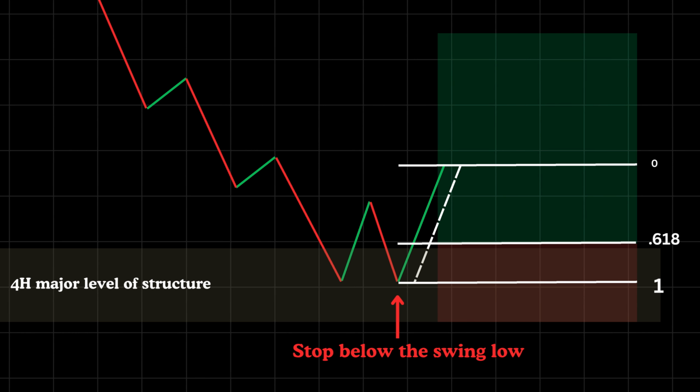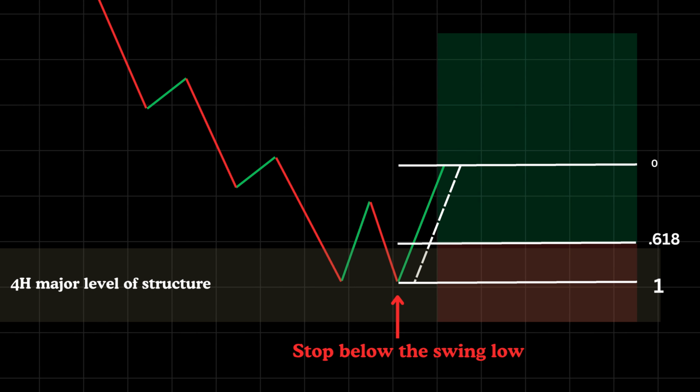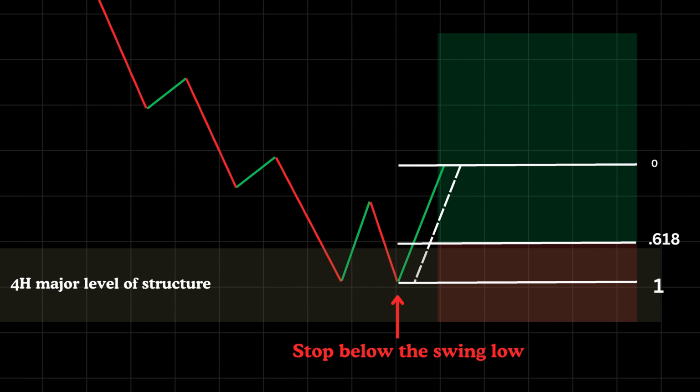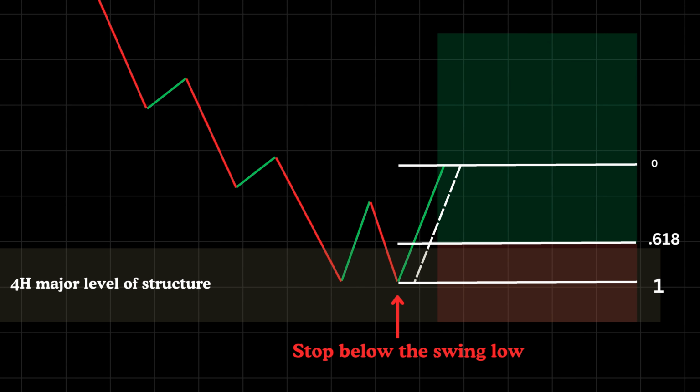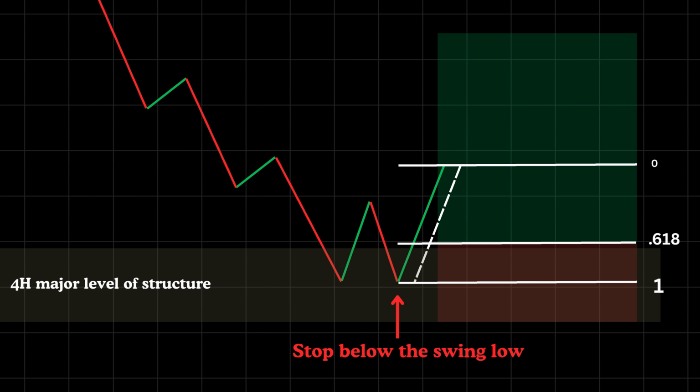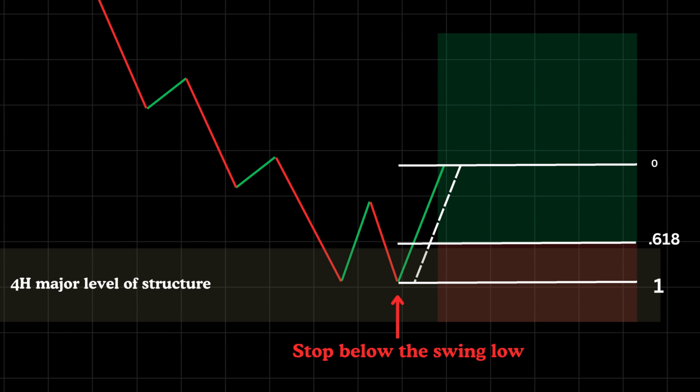Our stop loss should be positioned just below the swing low to protect our capital in case the setup fails. As for the target, you can aim for the recent high or extend further to the next major resistance level, depending on your risk appetite and overall market context. This approach allows you to combine structure, patterns, and Fibonacci for a high-quality reversal setup.